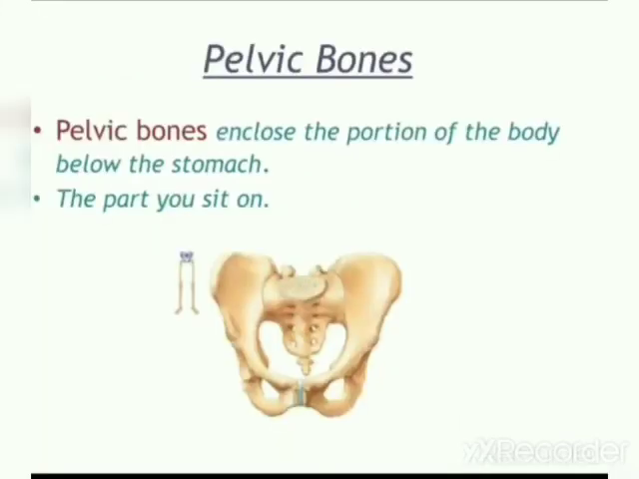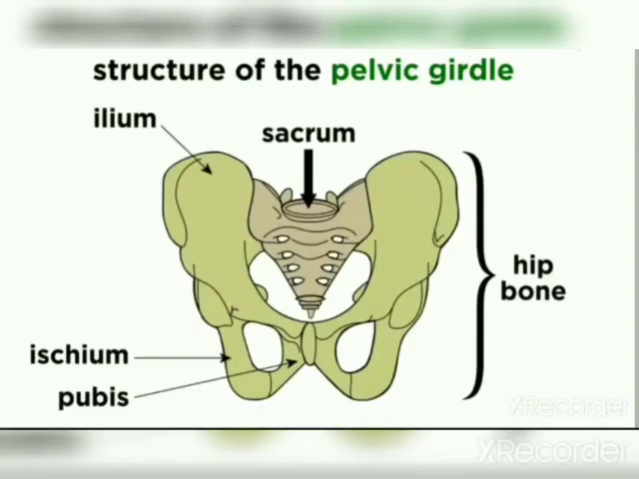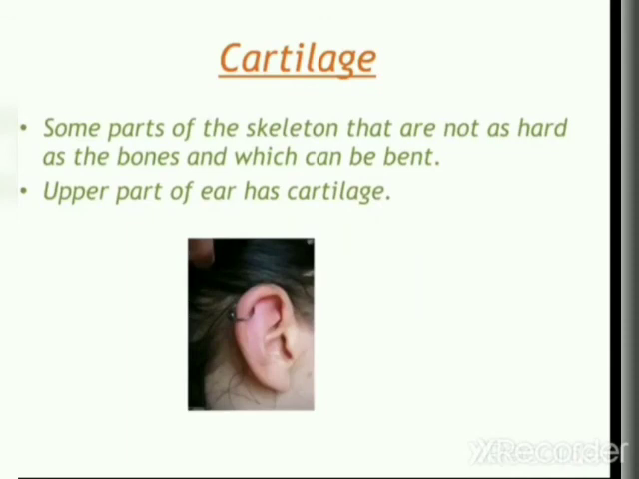After the limbs comes the pelvis bones. The pelvis bones enclose the portion of the body below the stomach, the part you sit on. This is the structure of the pelvis. It is also known as the hip bone. It consists of the sacrum, ilium, ischium and pubis. Now we will talk about cartilage. Some parts of the skeleton that are not as hard as the bones and which can be bent are called cartilage. The upper part of the ear has cartilage.